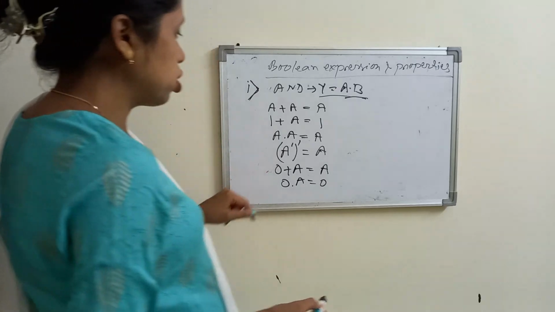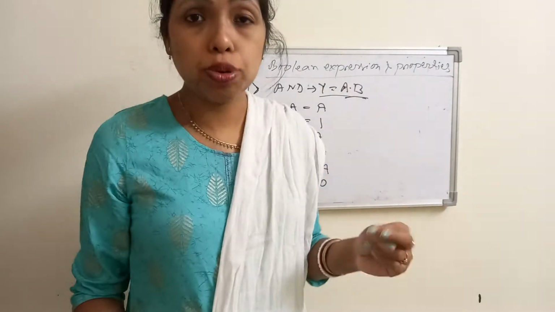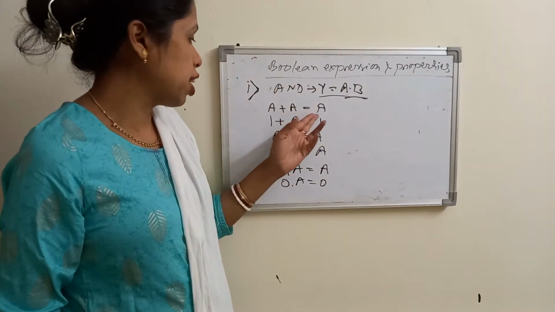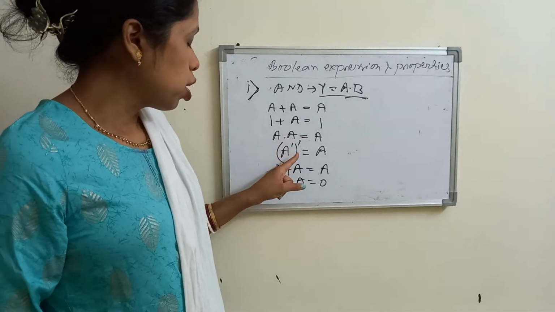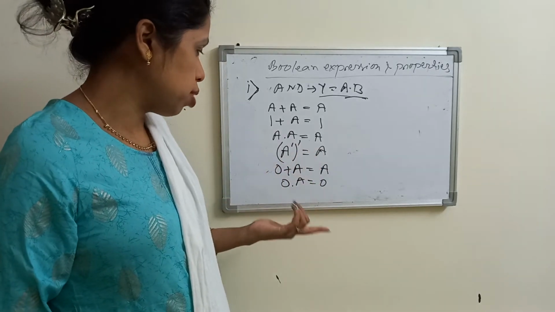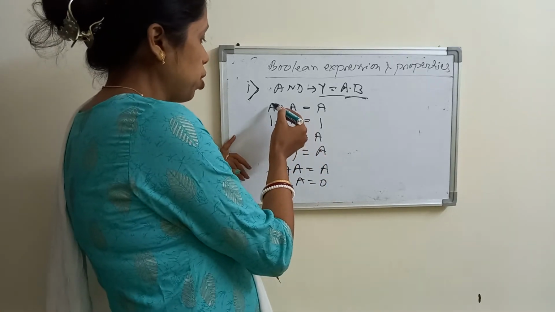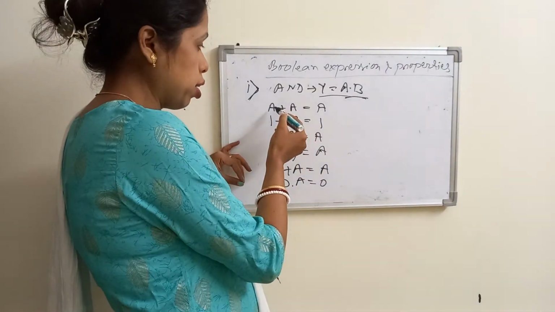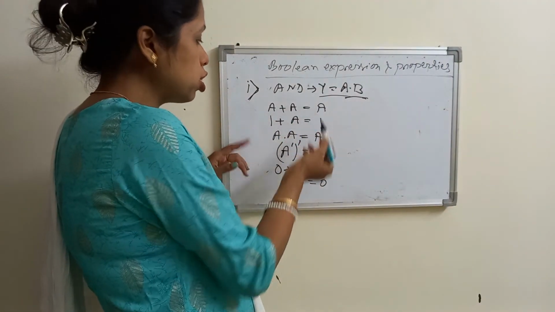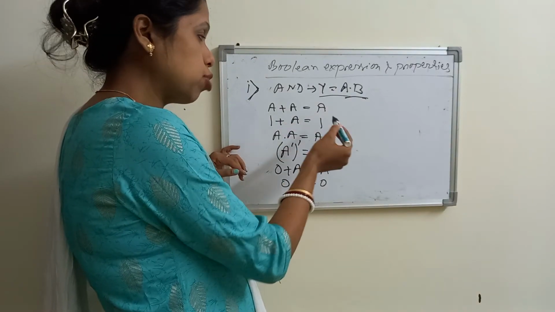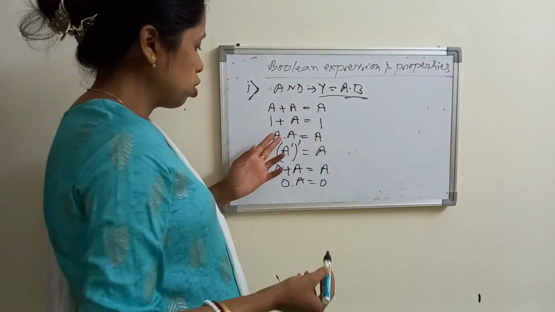Now you are dealing with a single input, or two inputs that are both the same, right? a plus a, 1 plus a, a dot a, and the double complement of the same input is the same value. 0 plus a is equal to a, 0 dot a is equal to 0. How are we getting this? Suppose a is 1, then 1 plus 1 is 1 in logical operation. If a is 0, 0 plus 0 is 0. 1 plus 0 is 1. That we know from the OR gate, logical addition. 1 plus 1 is also 1. In this way you can write it.